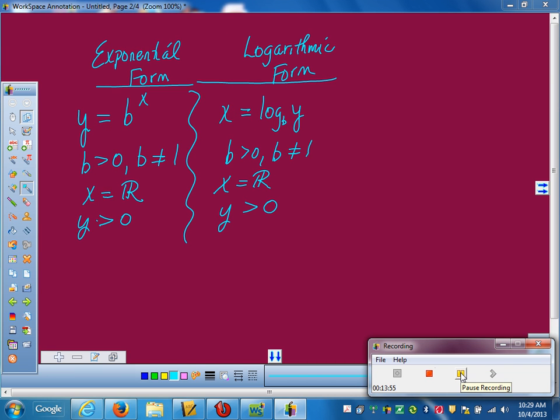This is the same form. You can write an expression as an exponent or a logarithm. You can switch back and forth. It's just a matter of what form you're in.